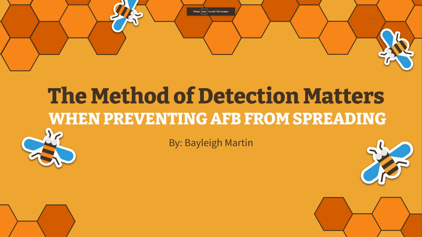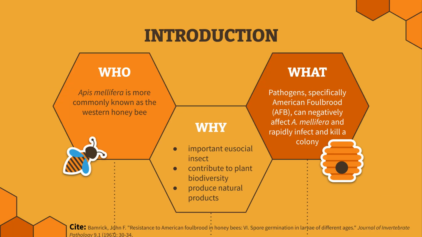The method of detection matters when preventing American foulbrood from spreading. Apis mellifera are a eusocial insect that are also known as the Western or European honeybee. They are essential for the ecosystem for use of widespread pollination. They contribute to plant biodiversity, the quality of produce, and produce natural products that support the human immune system and the economy. But just like other beings, they are susceptible to diseases.